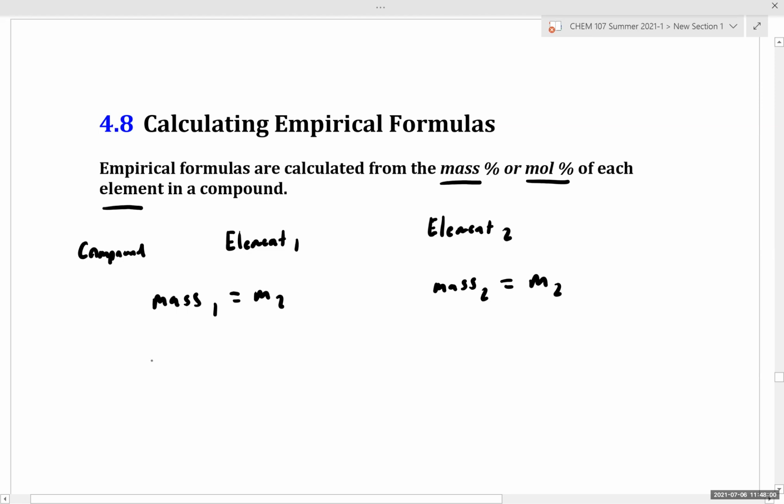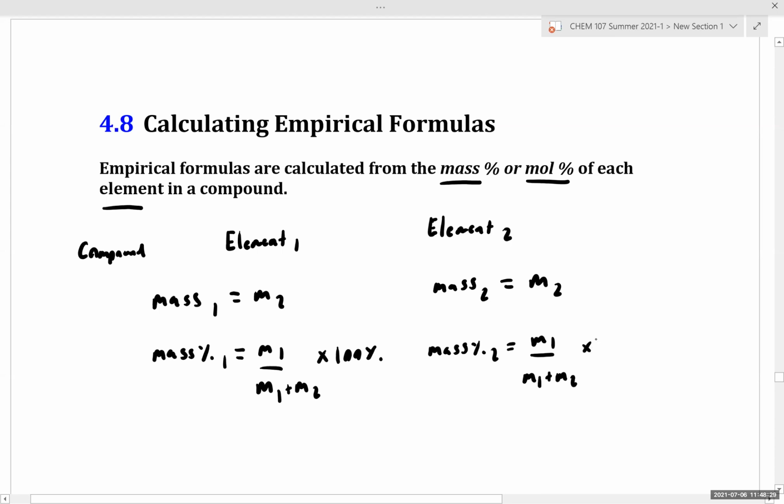Additionally, each of these elements will have a mass percentage. So the mass percentage of element 1 can be defined as the mass of element 1 over the mass of element 1 plus the mass of element 2 times 100%, because this compound just has two elements. We can also write the mass percentage of element 2 as mass 2 over mass 1 plus mass 2 times 100%.